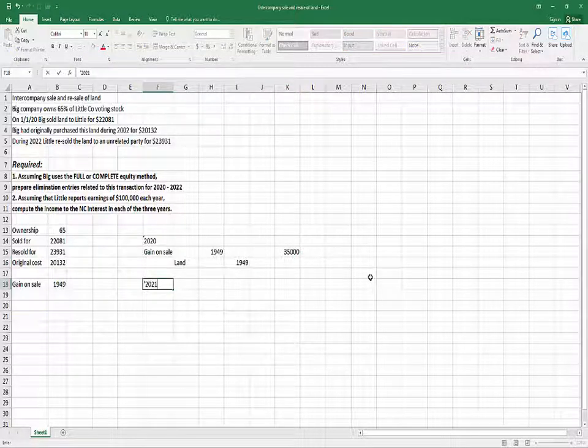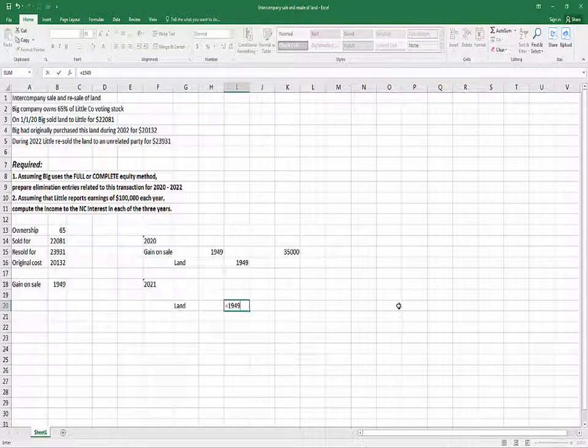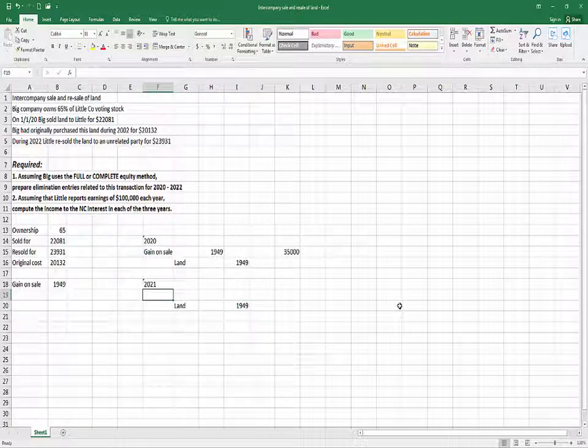In 2021, we need to carry forward that unrealized gain, and the easy part is we need to again restore the land to its true cost. On the debit side, we have this unrealized gain of $1,949 being carried forward. We have our two questions. First, was this upstream or downstream? This was a downstream transaction, which means the non-controlling interest is not involved at all. So the entire $1,949 is going to be attributed to the parent's interest.